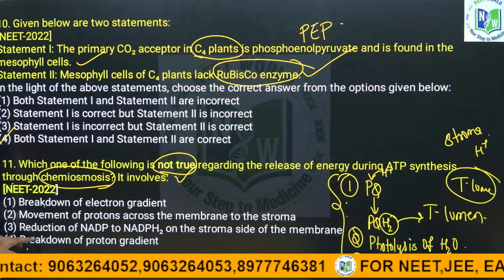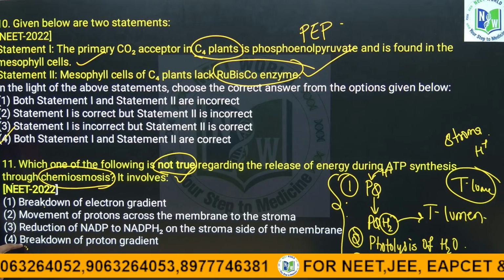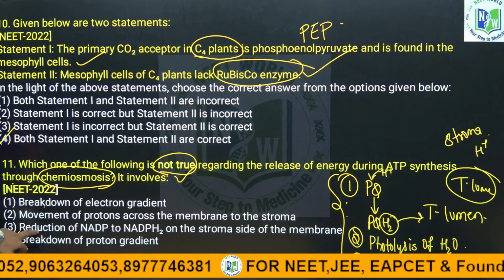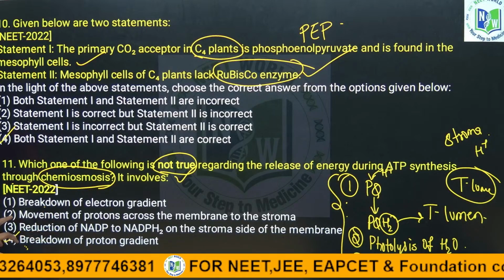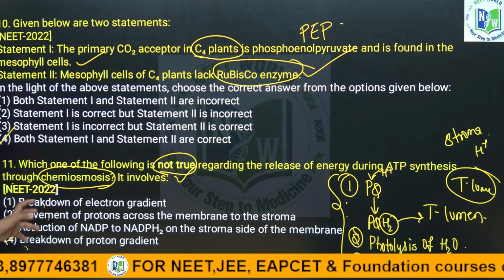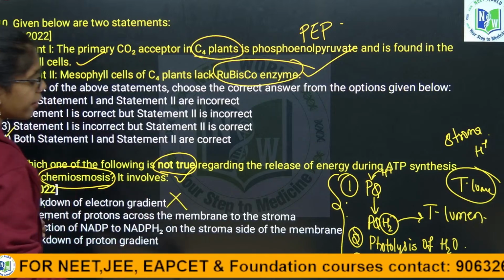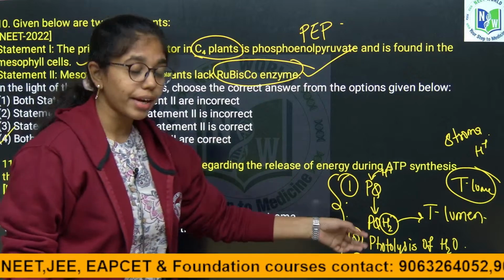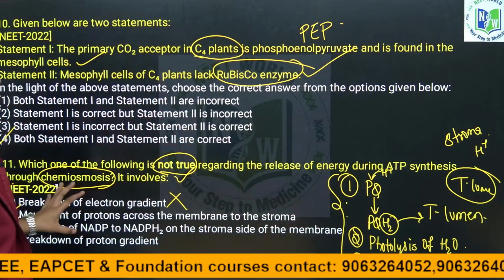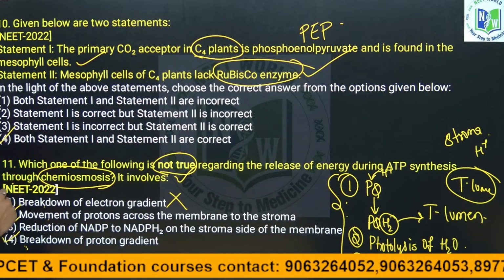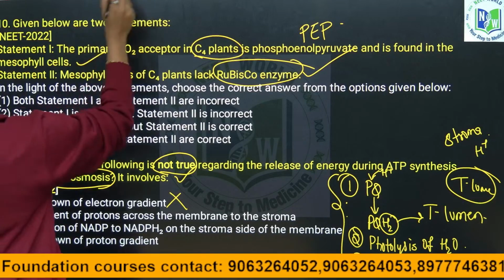This is the breakdown of proton gradient, correct. Reduction of NADP plus to NADPH2, correct. Movement of protons across the membrane, correct. Breakdown of electron gradient, wrong. It is the breakdown of proton gradient, not electron gradient. So yes, this is option 1. Clear? Next.